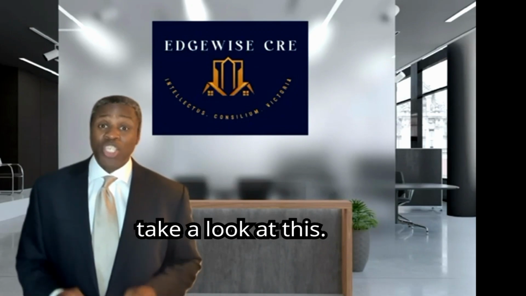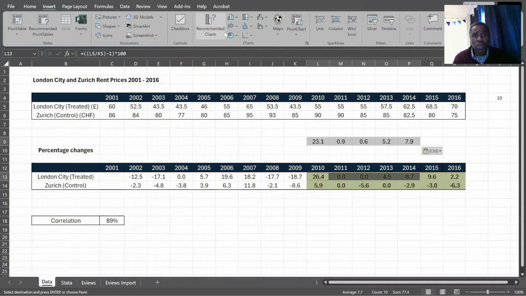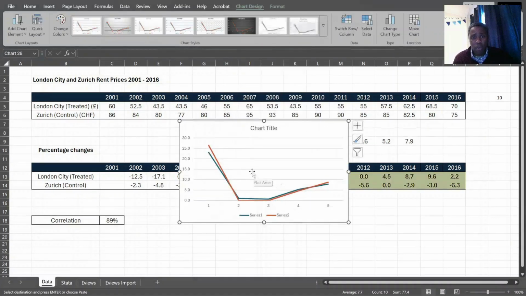Commercial real estate investors, just take a look at this. Just do a quick graph and we can see, let's have a look. How's it turned out? Oh, wow. It's actually come out very similar.